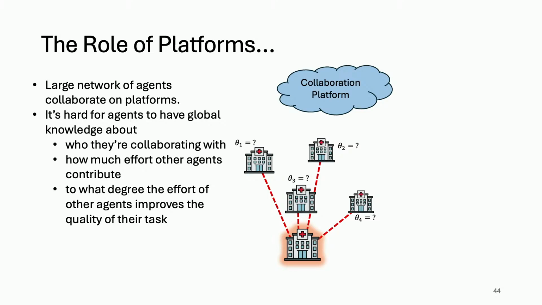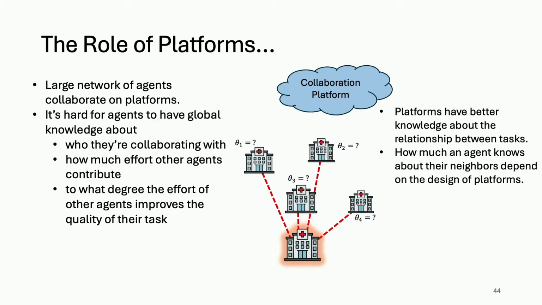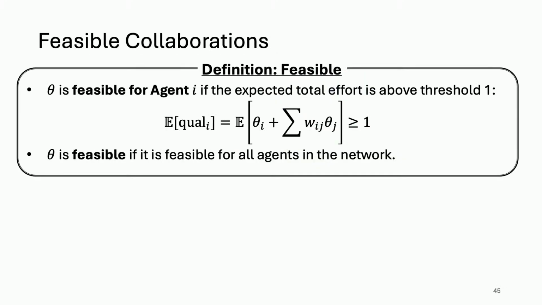But the collaboration platform has more knowledge. They have a better knowledge about the relationship between the tasks, so they have a better idea about how this collaboration network looks like. And then how much an agent knows about their neighbors depends on the design of the platform. That is to say, the platform can decide how much information, what kind of information they want to release about this current collaboration.